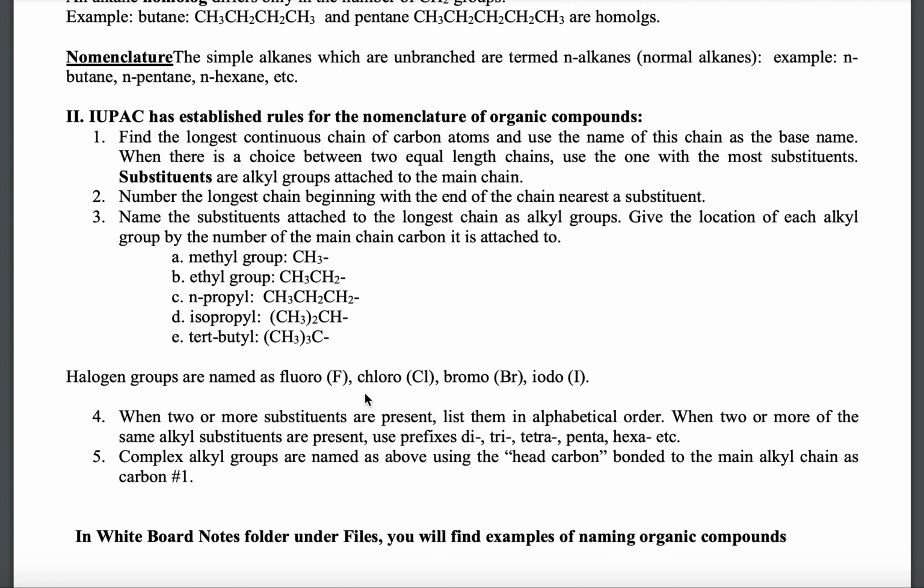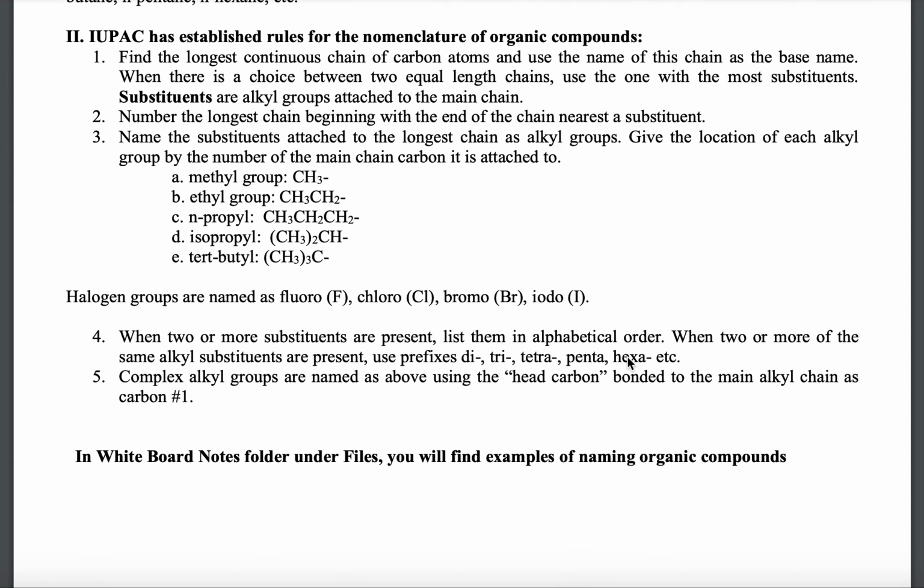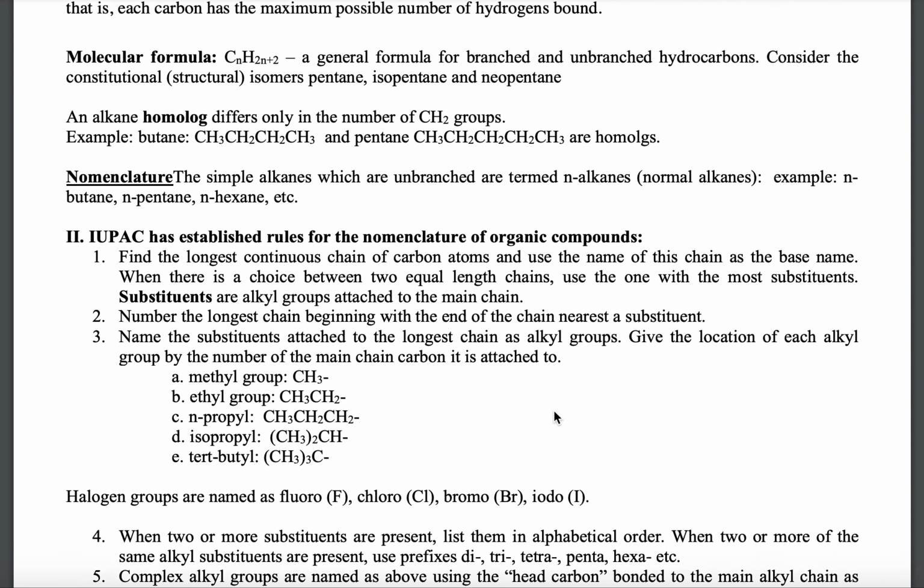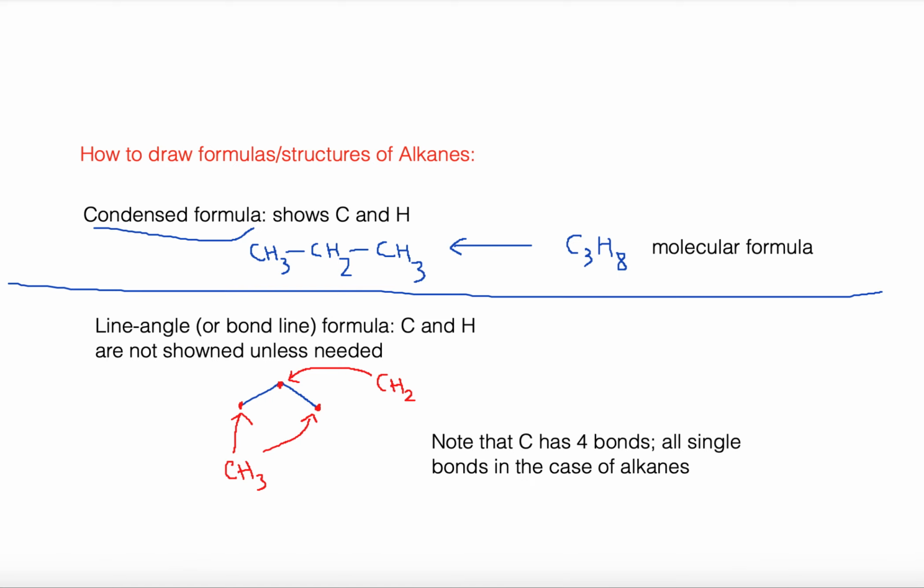We also have other branches like halogens. Fluorine, we call that fluoro. Chlorine, we call that chloro. Bromine, we call bromo. And iodine, we call iodo. Now, when we have more than one branch of a different kind, we have to list them in alphabetical order. If the same kind, then we use di for 2, tri for 3, tetra for 4, and so on and so forth.